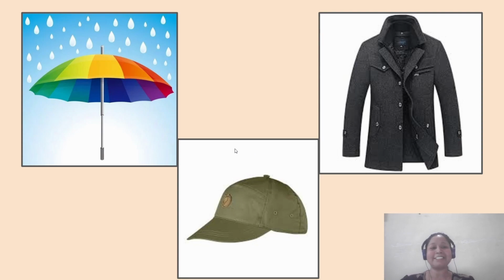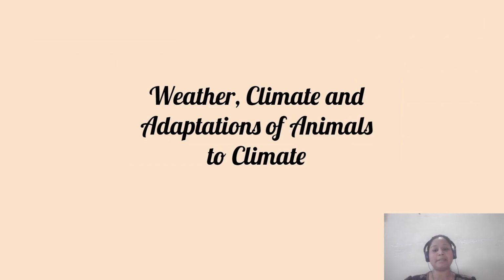Since we have to propel further with our topic, I will be disclosing what topic we will be talking about. As you can guess, umbrella represents protection from rain. Hat represents protection from heat and sun, and jacket represents protection against winter and extreme cold. Against extreme cold we can use a coat. So what we will be studying today is exclusively about weather, the climate, and the adaptations of animals to the particular climate they are living in. So this is our today's topic.